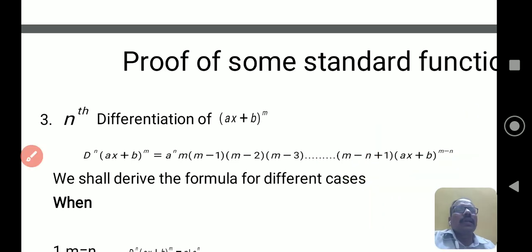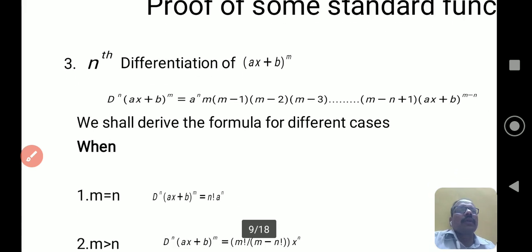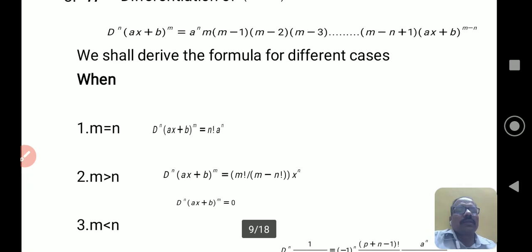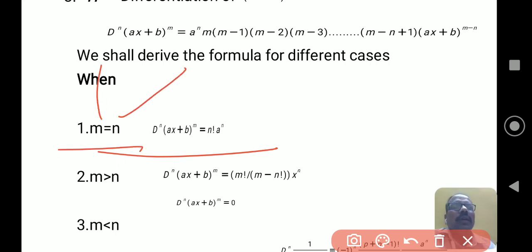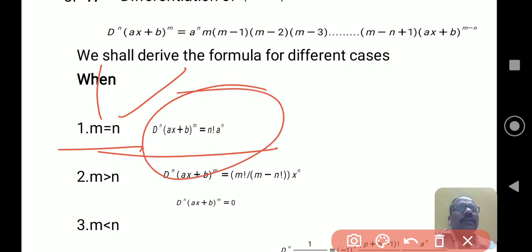Okay, it is a very general example. We cannot expect the result very clearly in (ax+b)^n. You have the sub cases. The first case is very clear. If the order of the derivative is n and the power of the function is m, if both are equal, we can write it as n factorial into a to the power of n.